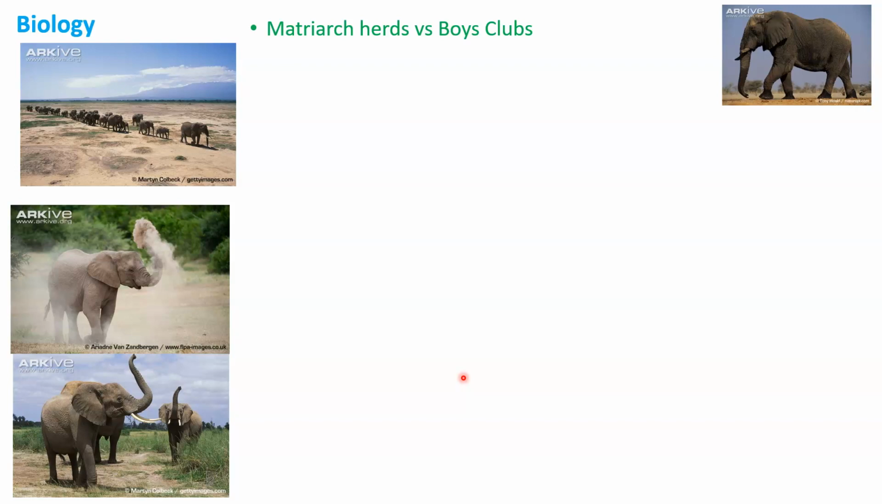Now, matriarchal herds are actually relatively permanent, right? The membership is very strictly permanent, and largely comprises females. A few juvenile males could be a member of a matriarchal herd, but those juvenile males are not permanent members, right? They actually leave the herd after a certain age. But boys clubs or the male herds are not permanent. They're very transient, very temporary. The membership is not permanent.